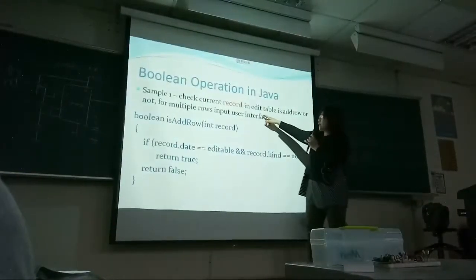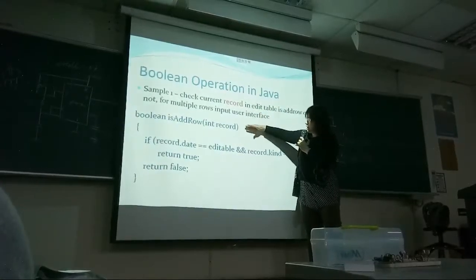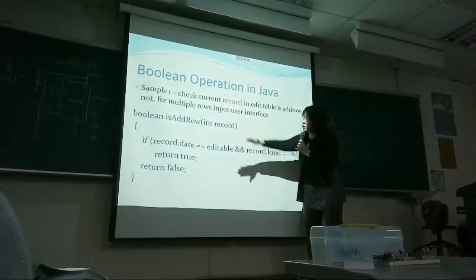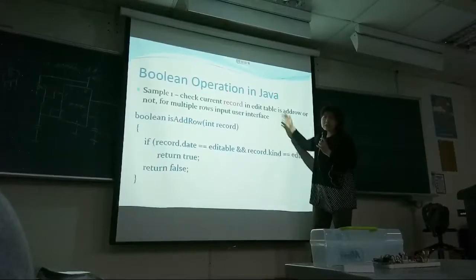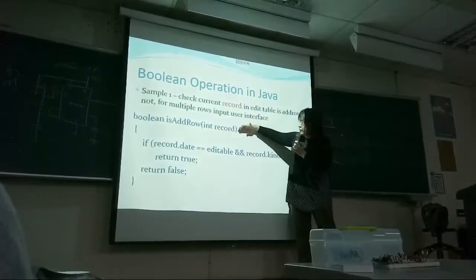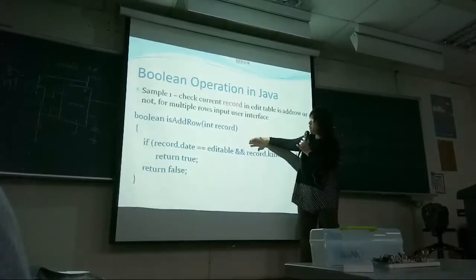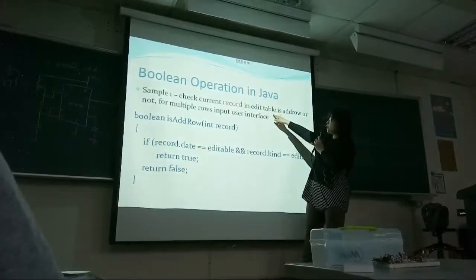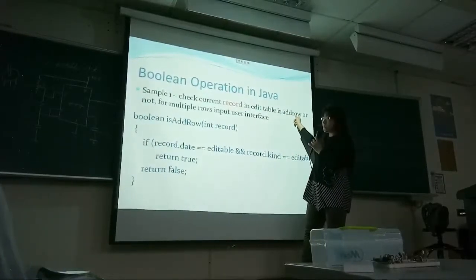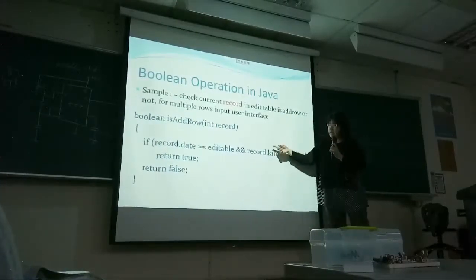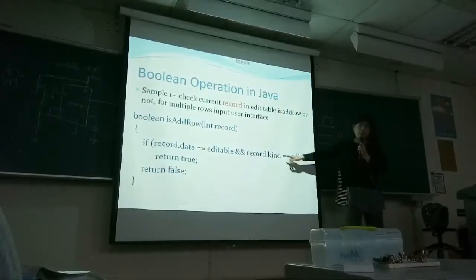First, I will check the record of multiple rows, that means a table. Multiple rows means a table. From the first row to the last row in the editable table, I check whether it is an add row or not. Okay, the pseudo code is here.